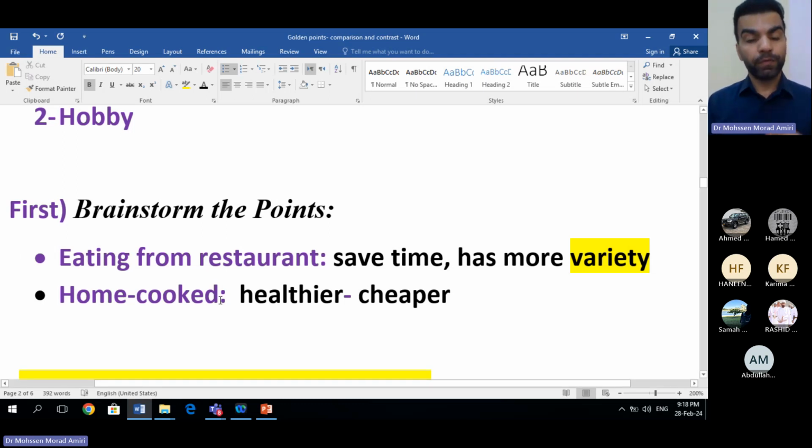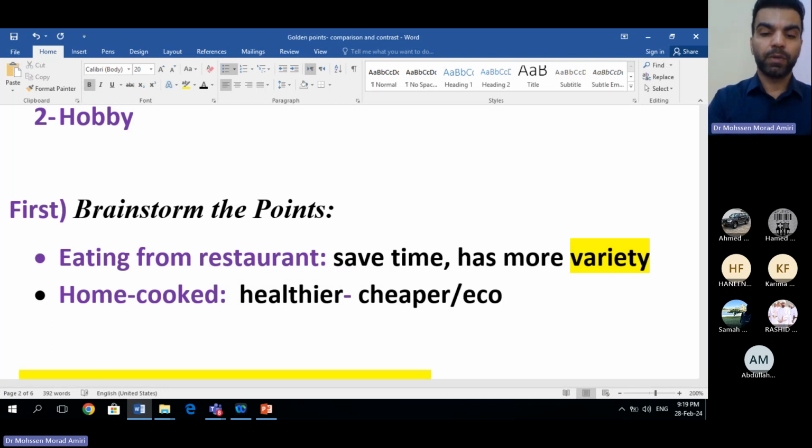Home cooked foods: healthier and cheaper, for example. Home cooked food is more economical, cheaper for people. Economical is a very nice word. Learn it, guys. Economical means you don't need to spend too much money. It is very economical, same like online class. Online class is very economical. People do not need to pay so much money for that. It is cheaper, economical. This is a nice word, like variety, economical.